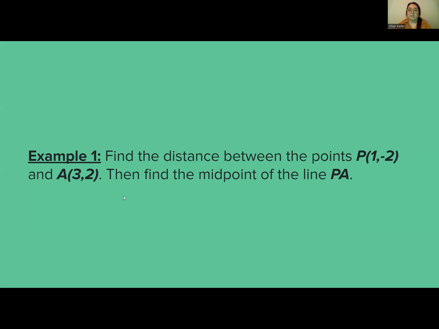Example 1, we want to find the distance between the points P and A, where P is at the ordered pair 1, comma, -2, and A is at the ordered pair of 3, comma, 2. So we want to find the distance between those points, and then we want to actually find the midpoint of the line PA. The line we're just labeling as PA is this line that just connects the 2 points.